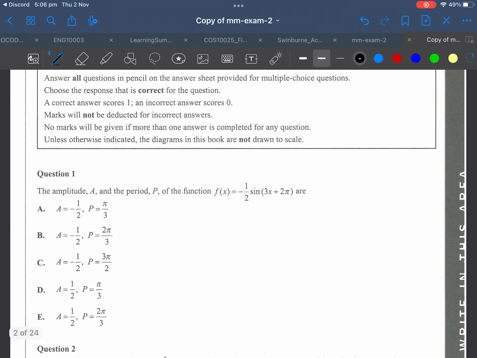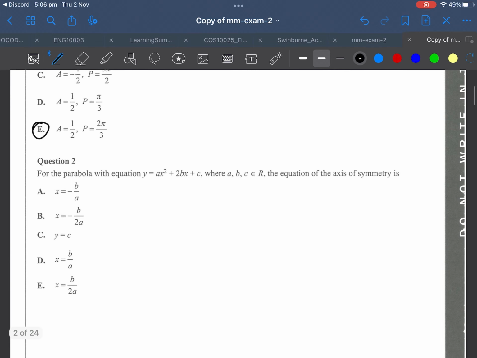So the amplitude A and the period P of this function are going to be what? Well, amplitude is going to be just half. It can't be negative half because amplitude cannot be negative. And period is just going to be 2 pi over n, which is 3. So the answer is going to be E.